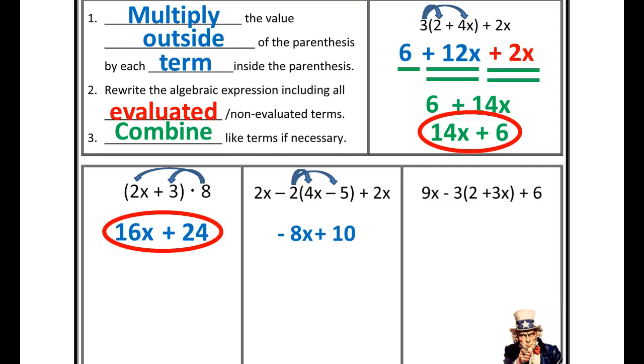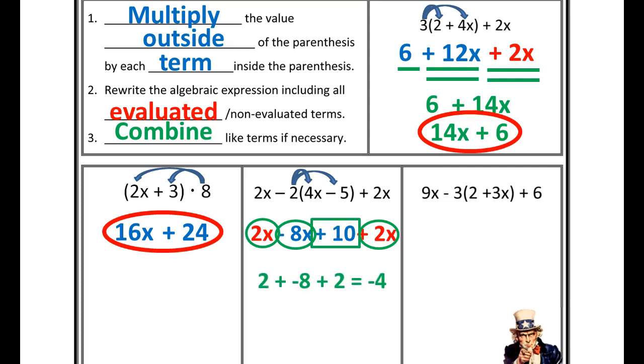So I'm going to bring down everything that was not evaluated. The 2x at the beginning and the 2x at the end just drop straight down. Now I can combine like terms. I see a couple sets of x, and I see a constant. 2 plus negative 8 plus positive 2, just add the coefficients up, gives me negative 4. So that gives me negative 4x. Positive 10 does not have another constant to combine with, so it's just plus 10. There's my final answer. On your own, try the last algebraic expression.